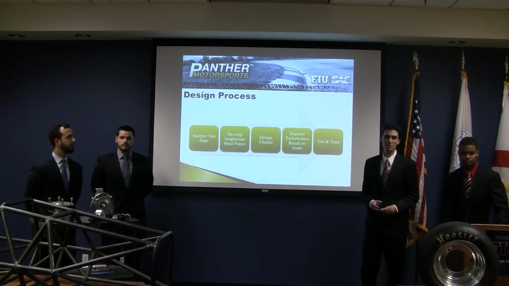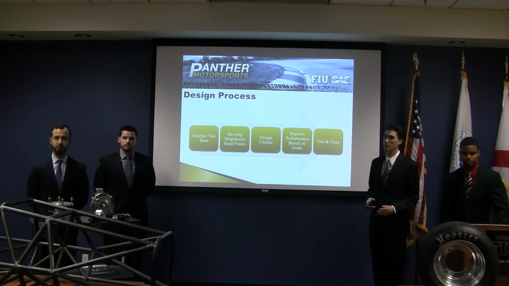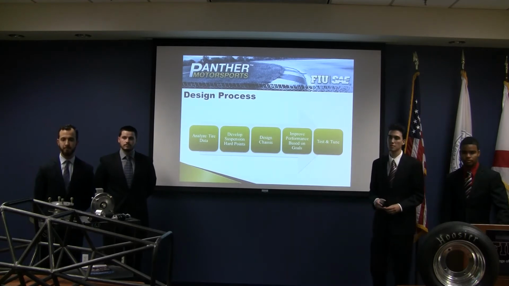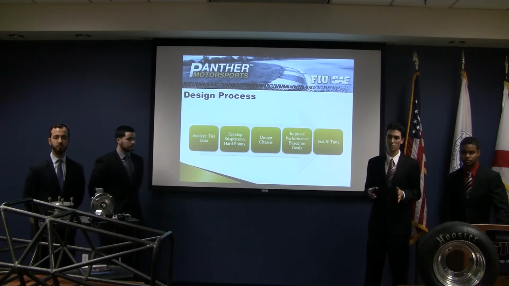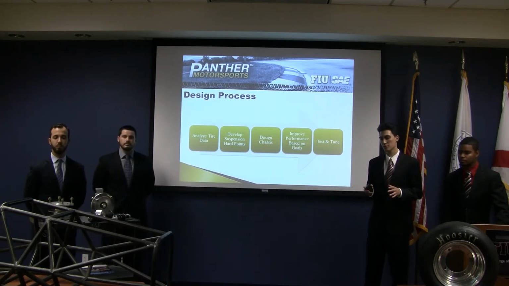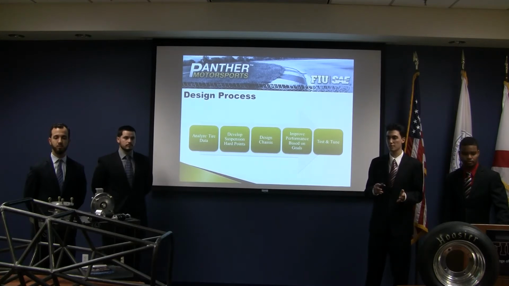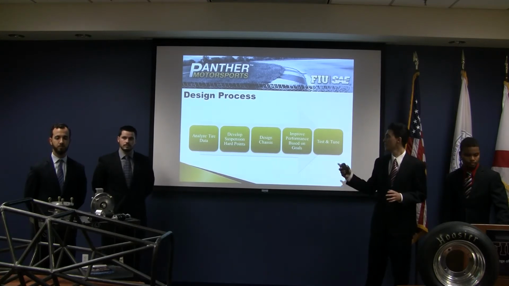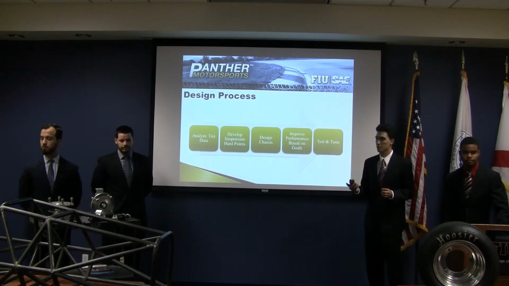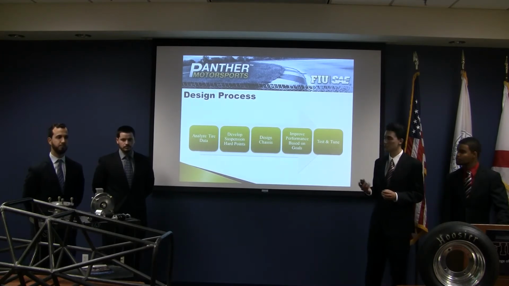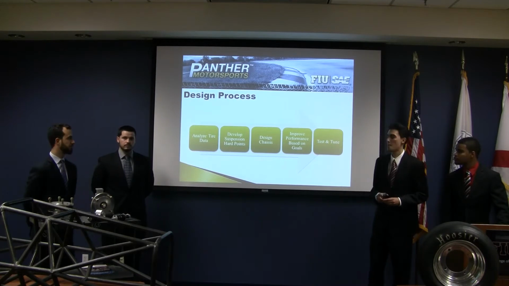This is the typical design process that Formula FSAE teams use for developing the chassis and suspension. We first start with analyzing the tire data, because based on the forces on the tire, it will behave differently and want to be at a certain position. From there, we develop the suspension hard points in space. Then we design the chassis around those points, and then we improve the performance based on the goals, and we test and tune.